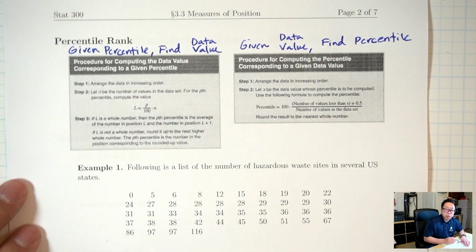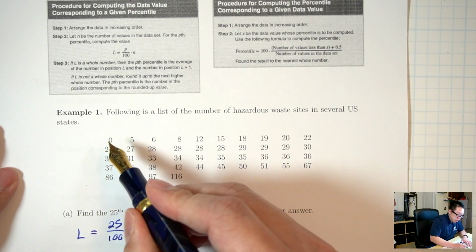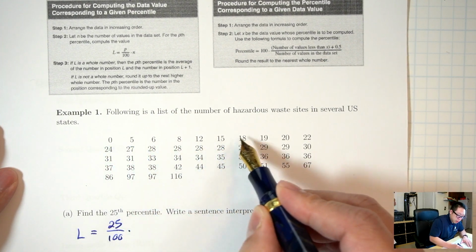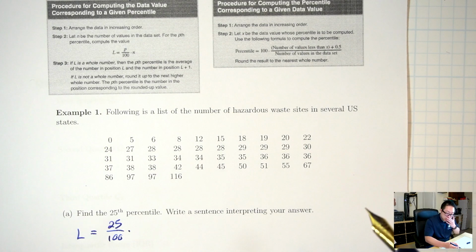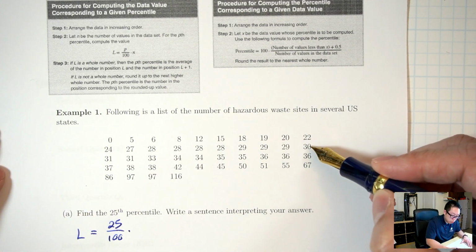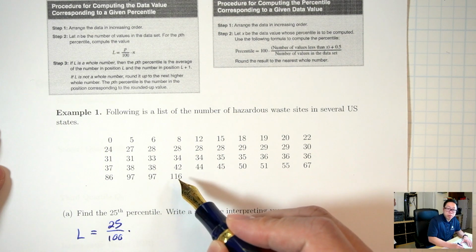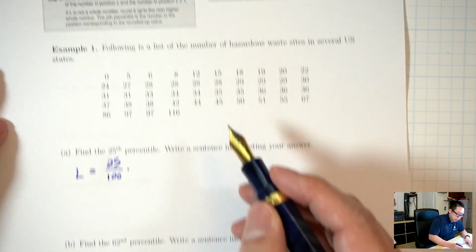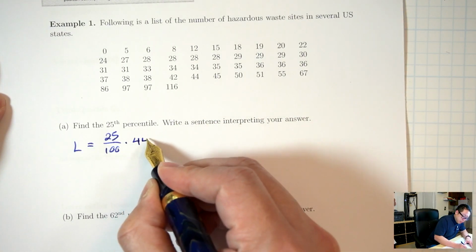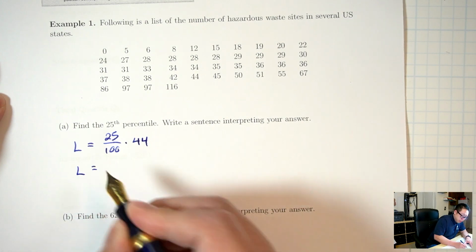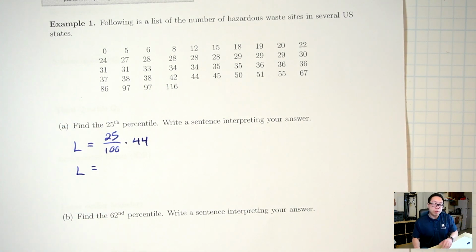So how many data values do I have? 1, 2, 3, 4, 5, 6, 7, 8, 9, 10. So there's 10 in each row. So that's 10, 20, 30, 40, 41, 42, 43, 44. So there's 44 data values total. And then we'll compute that. So 25 over 100 times 44. It's 11.